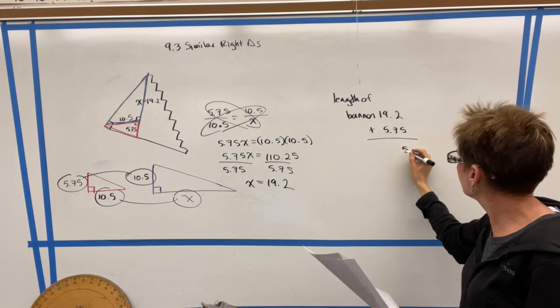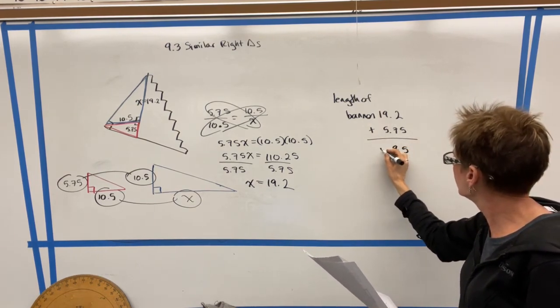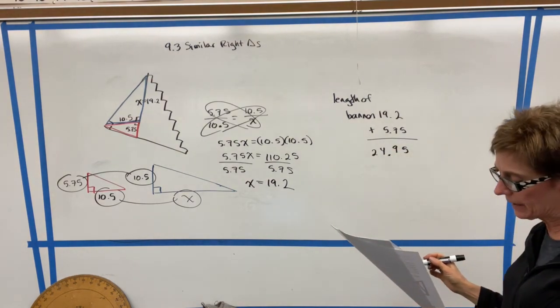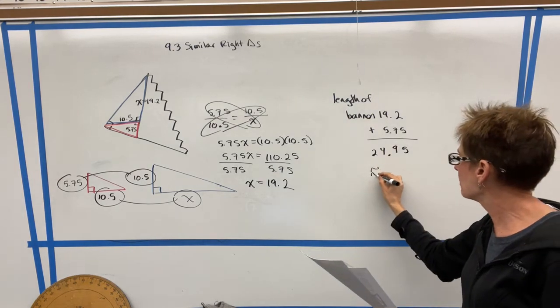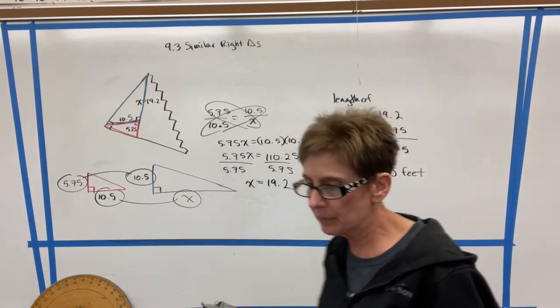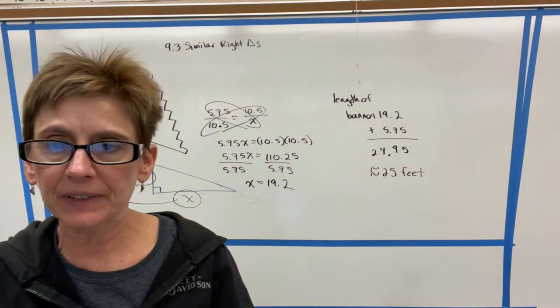And then we would have a 5 here, a 9 there. If we round here, we would get 24.95, or we could round to approximately 25 feet. So the banner could be approximately 25 feet.